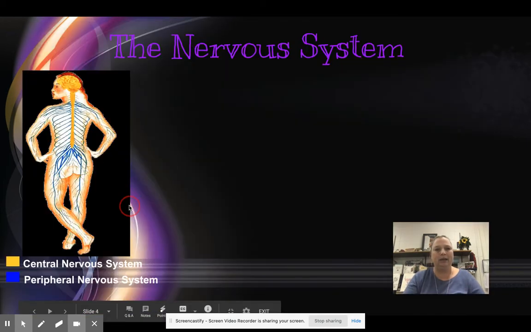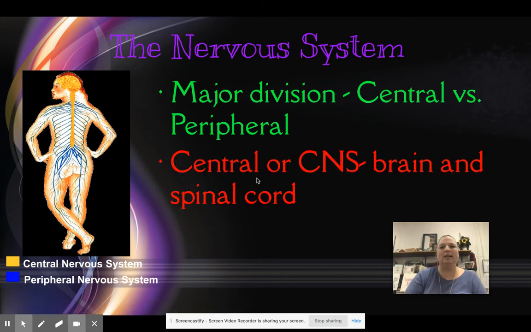Okay? All right, so to begin with, the nervous system has two major parts. We have the central versus the peripheral system. Okay? The central nervous system, or CNS, central nervous system, includes your brain and your spinal cord. Easy to remember, it's in the center of your body, central nervous system. Along with all those nerves, central nervous system is in orange here.